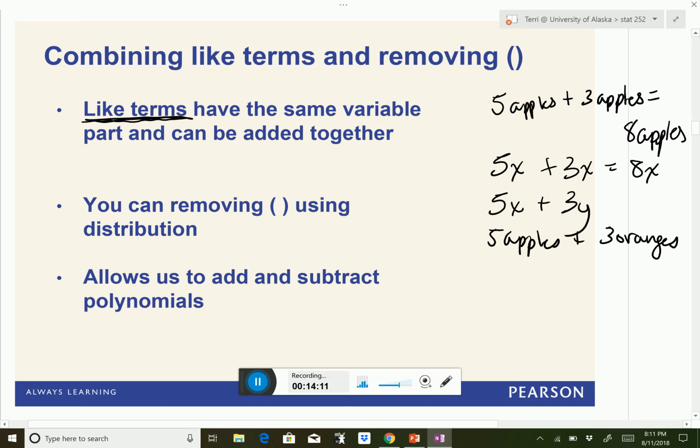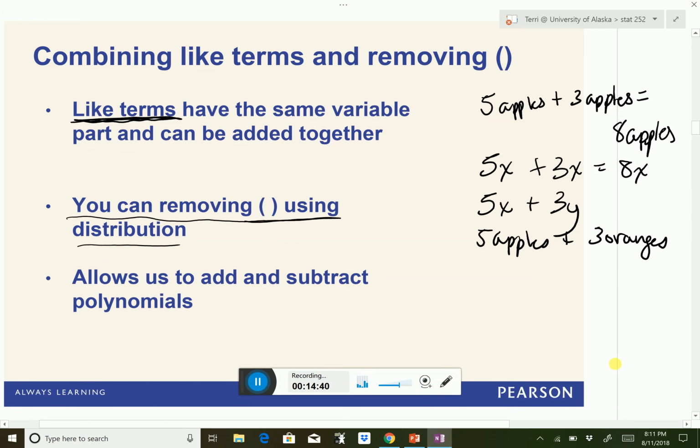If I tell you to go to the store and get 5 apples plus 3 oranges, you can't really combine that. I suppose 8 items, but you have to say apples and oranges. I want 5 apples and 3 oranges is the simplest way to say what you want if someone goes to the store. Now, you can remove parentheses using distribution.